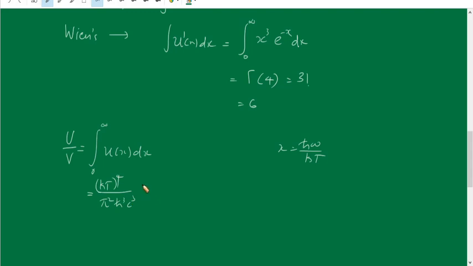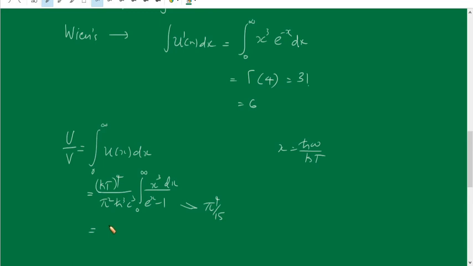We have derived it. So the integral of u of x is (kT)^4 over pi square h cross cube c cube, into the integral of x raised to 3 divided by e raised to x minus 1, with x from 0 to infinity. So if you integrate this, this integral result will be pi raised to 4 by 15.